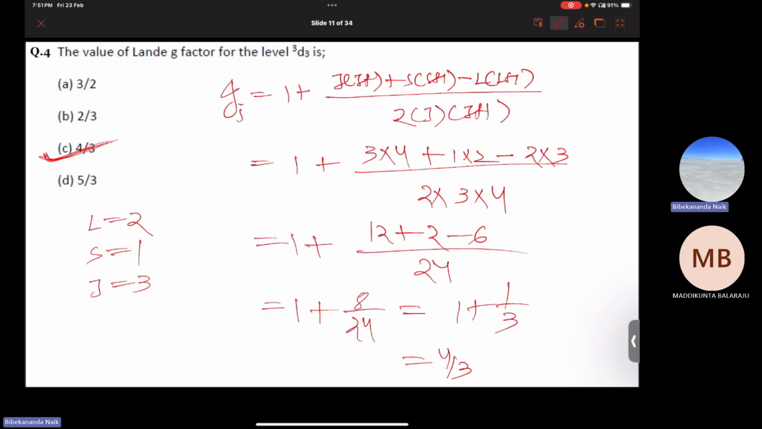If you put these values for the level 3D3, L equals 2, S equals 1 and J equals 3. So if you put these values and calculate, the value of the Landé g factor will come out to be 4 by 3.